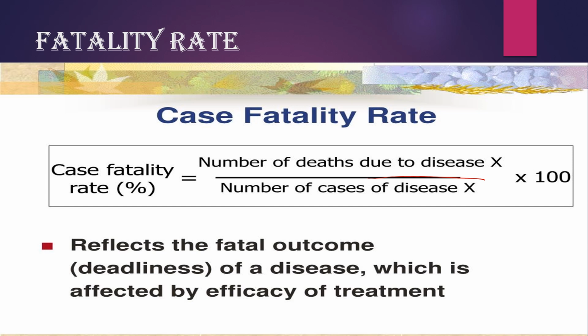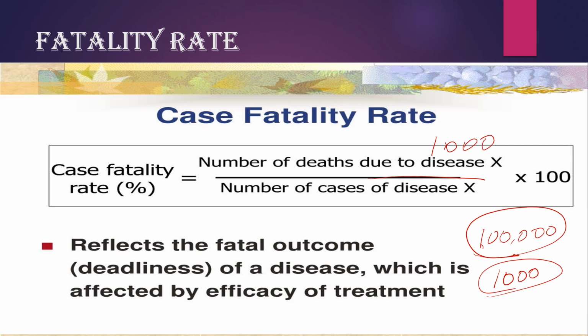This is the formula. I'll tell you in an easy method. For example, let's take COVID. Suppose 1 lakh cases has been diagnosed. In this 1 lakh cases, suppose 1000 cases are dead after giving the treatment. So 1000 divided by 1 lakh into 100. So this is what you have to understand.